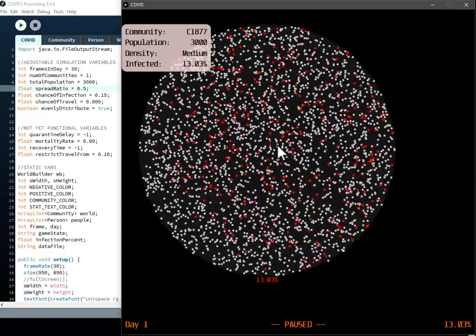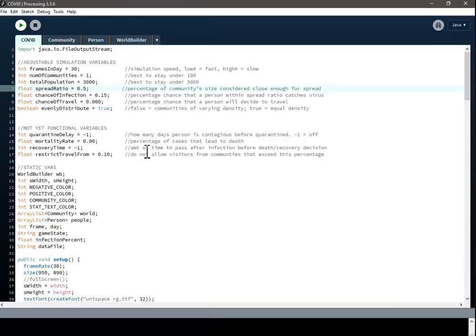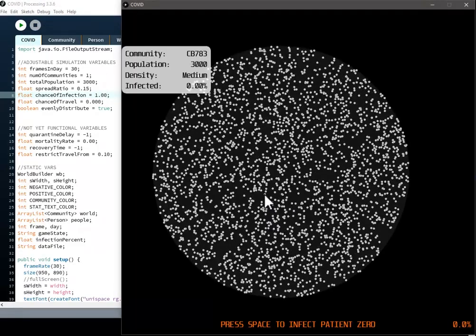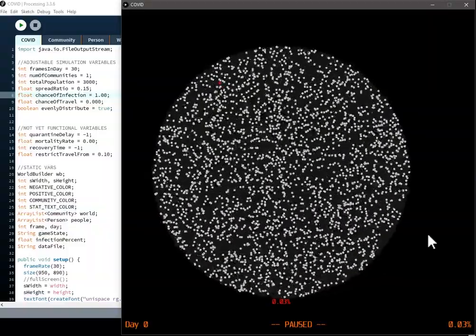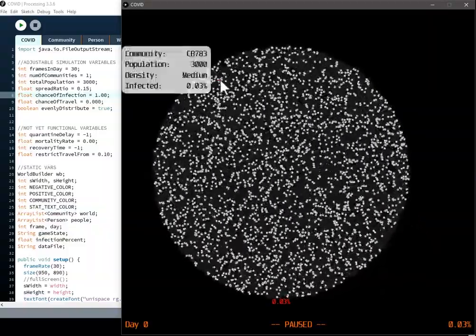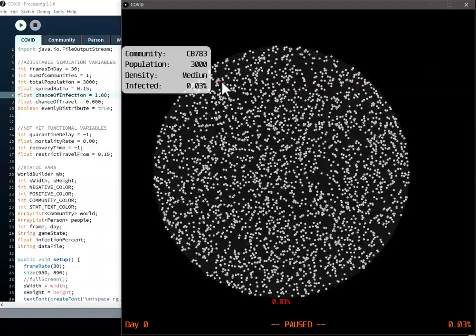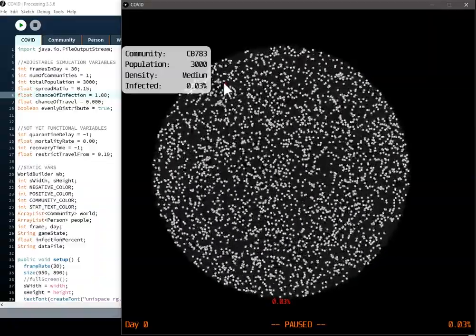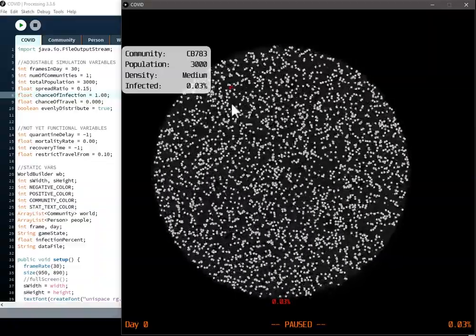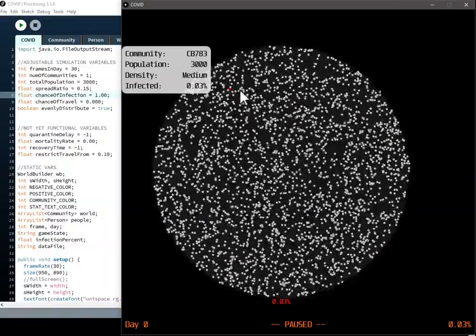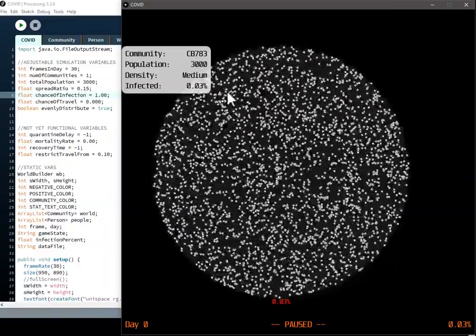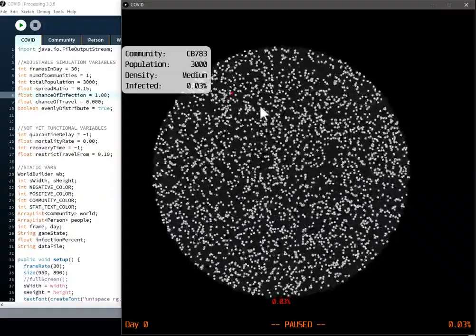Let's check out what happens when we change that. Let me put the spread ratio back to its original value and change the chance of infection to something much more devastating. Instead of 15%, 100%. All right, so where is patient 0? That's patient 0 right there. So the spread ratio is back down to 15% of the diameter. So it's going to be a much smaller spread ratio, but every single person that's within that ratio is now guaranteed to become infected. And let me play this out.